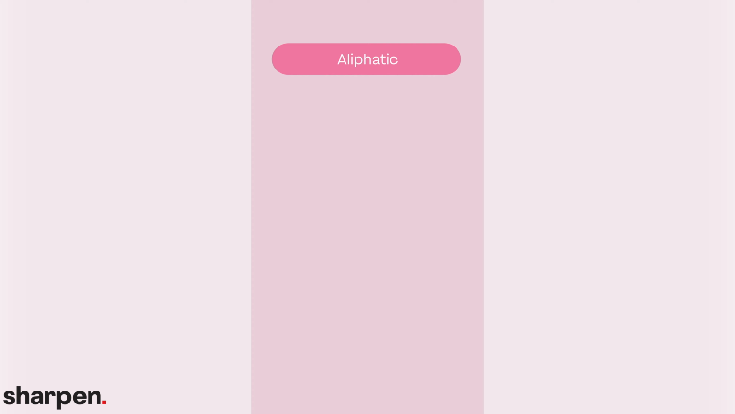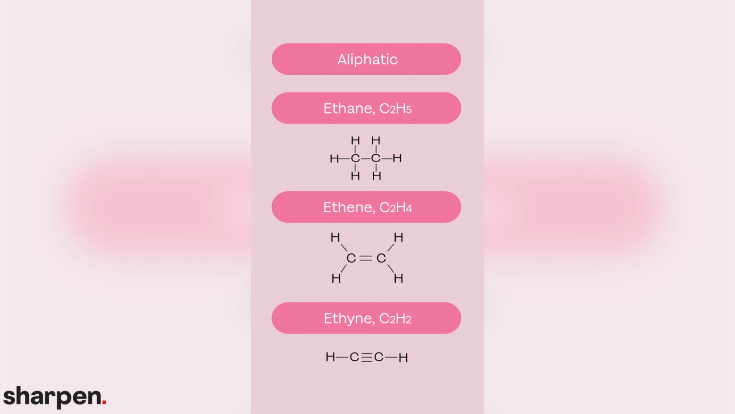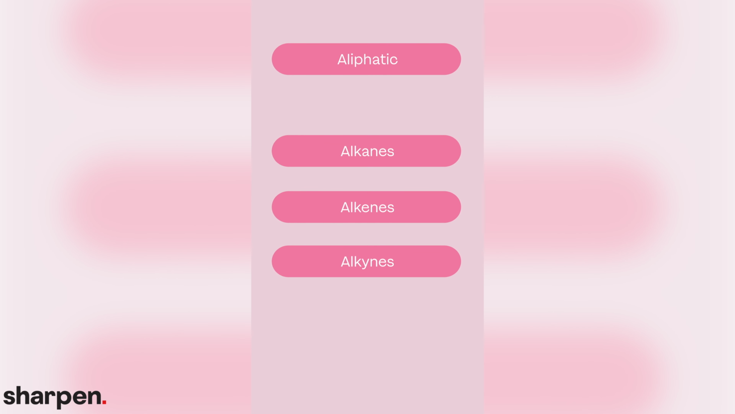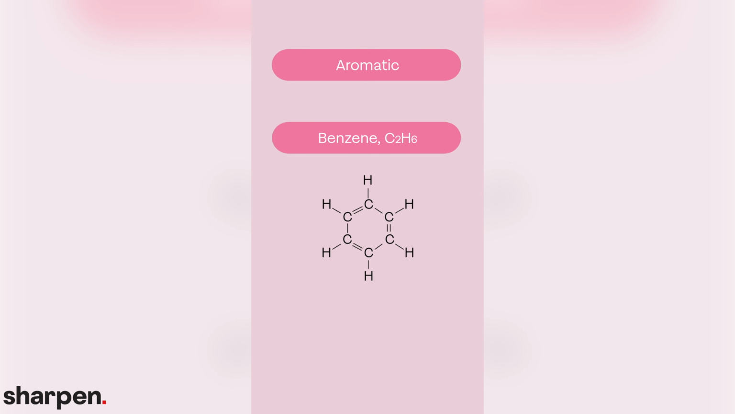Aliphatic actually comes from aleiphar, which is a Greek word that means fats. These are compounds that have traits that are similar to fats. The aliphatic hydrocarbons are broken into more groups: alkanes, alkenes, and alkynes. Aromatic means the molecule has a strong odor of some kind.